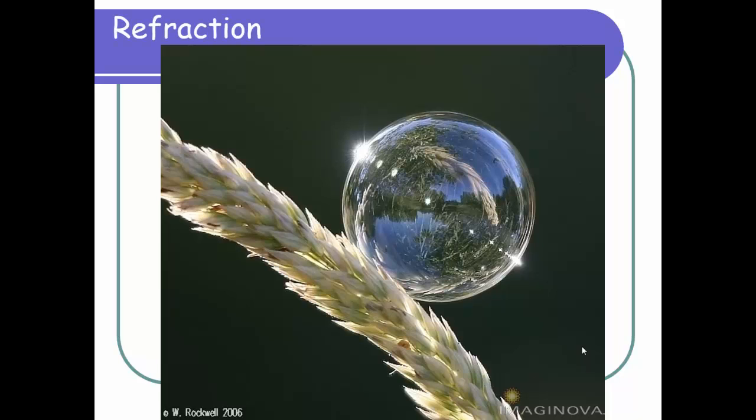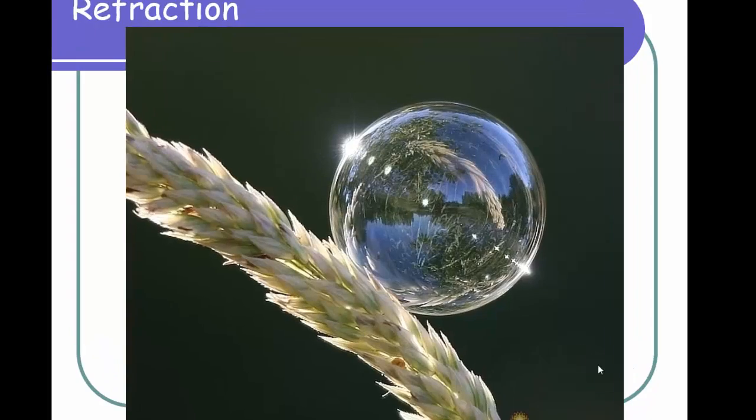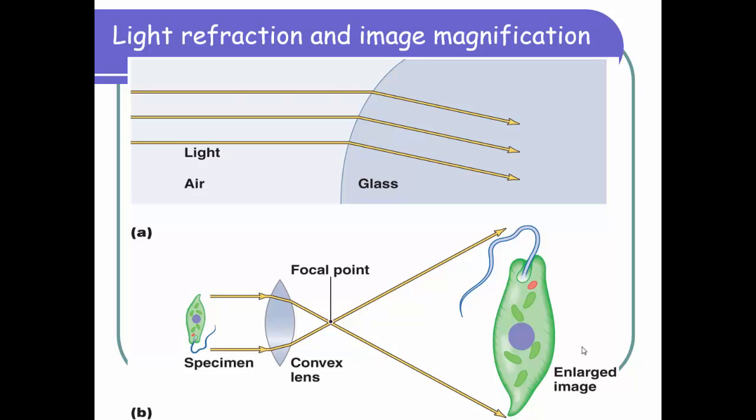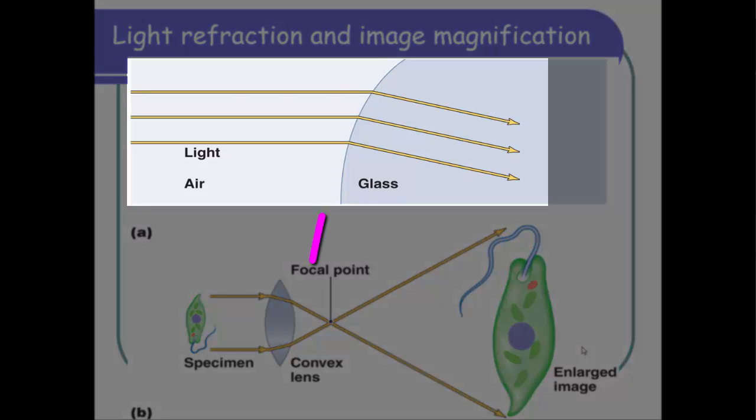Here's a nice picture of the ability of water to refract light. You not only see the sheath of the grain, but you see all of the other background information in the bubble of water. When light strikes a different medium, it causes the light to refract or bend.